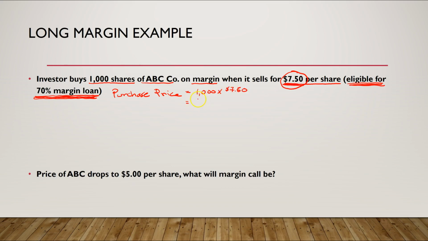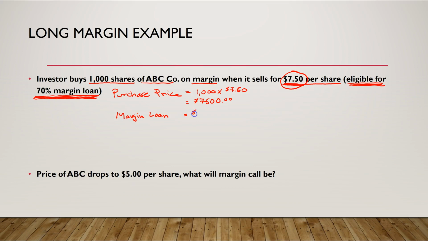So this is going to come out to be $7,500 of the purchase price that I'm going to put up. The margin loan, right? The margin loan which my broker dealer is willing to give me. This is another easy example.